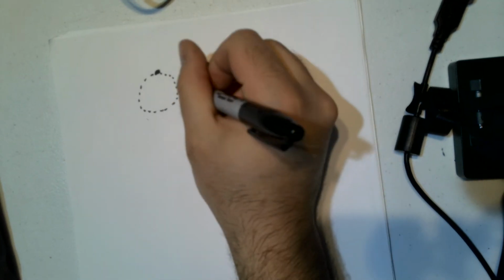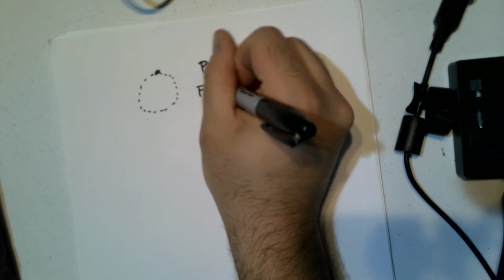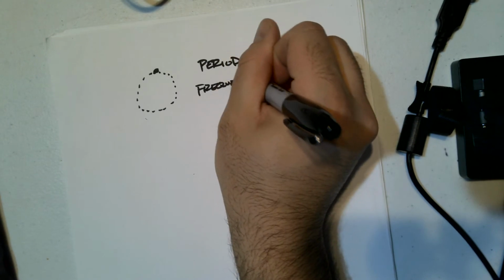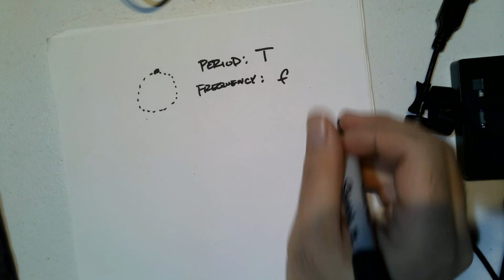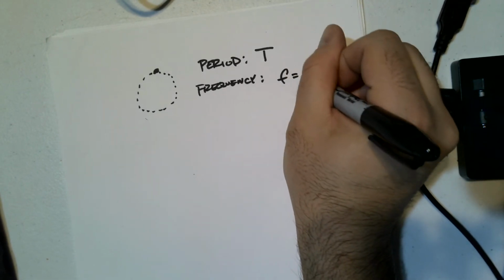We also introduced the concept of frequency. How many times does it occur per second? So if your period is in seconds, frequency is equal to 1 over T.